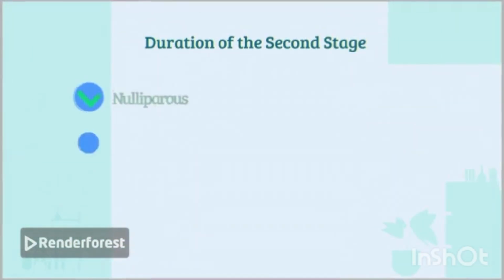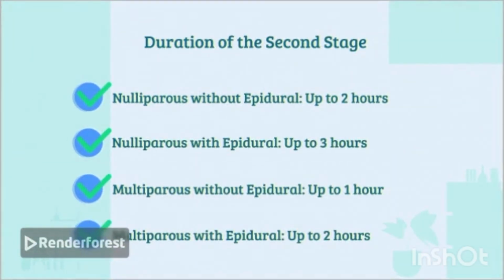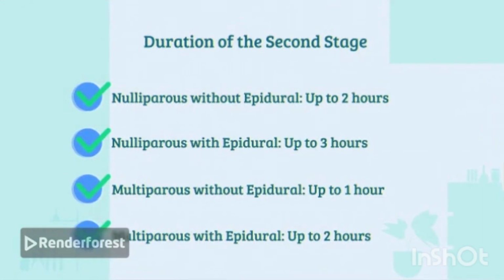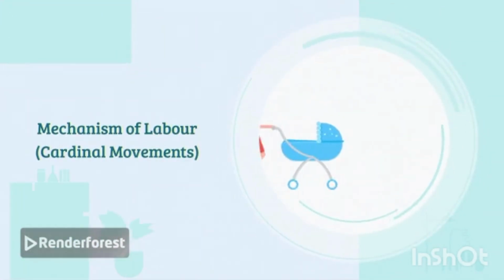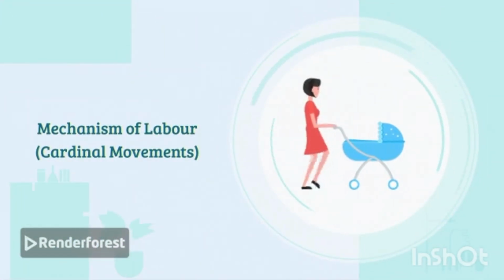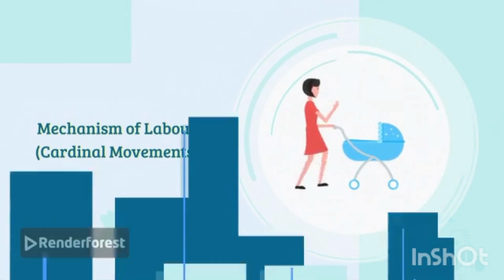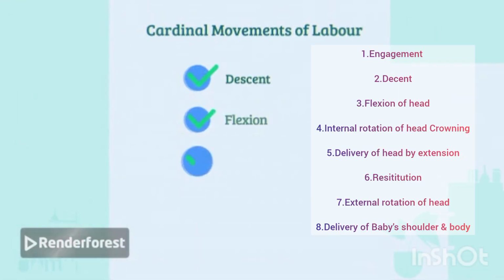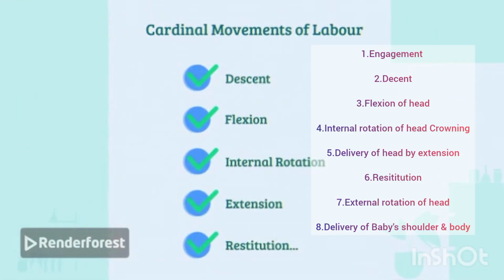The duration of the second stage is influenced by whether it is the woman's first or subsequent baby. During the second stage, the baby's head performs movements called cardinal movements of labor. These include descent, flexion, internal rotation, extension, restitution, and expulsion.